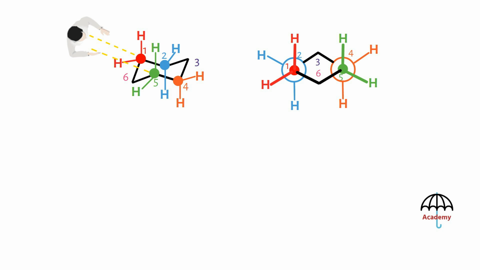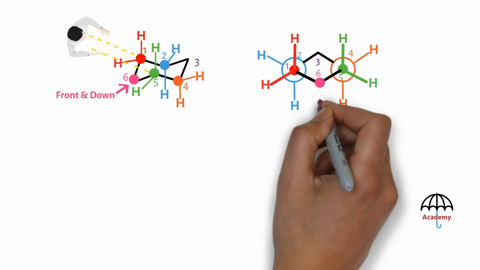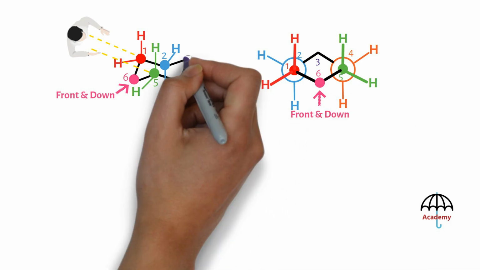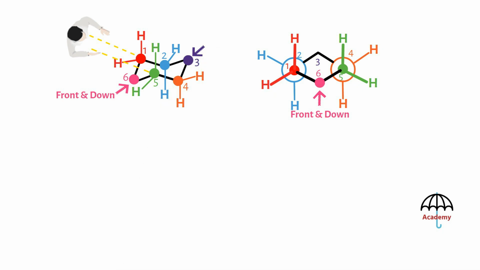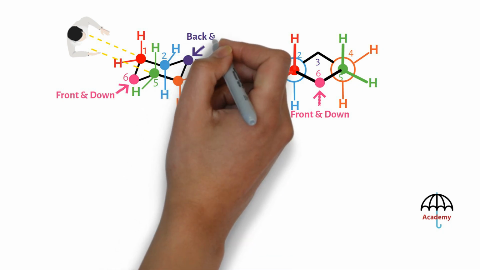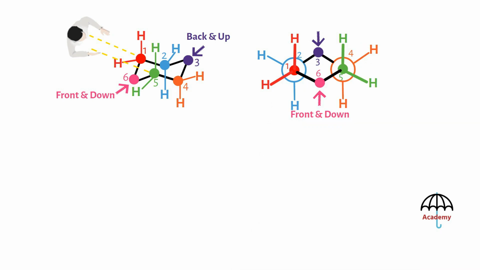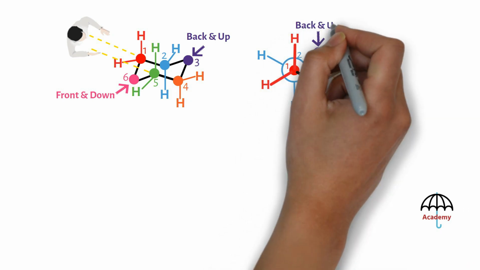Notice that, in the chair form, C6 marked with pink dot is on front and pointing down. In the Newman projection, you can notice C6 on front and pointing down. C3 in the chair conformation is marked with purple dot and is on back and pointing up. In the Newman projection, you can observe C3 on back and pointing up.